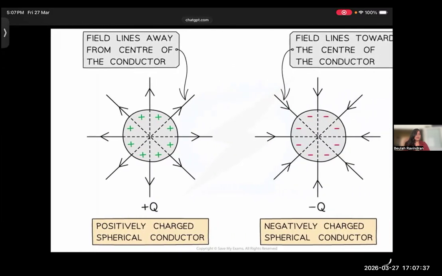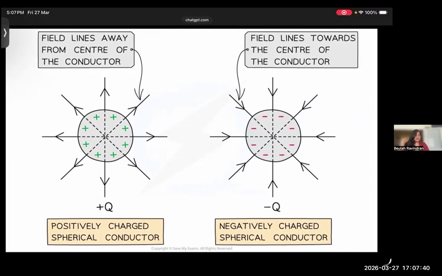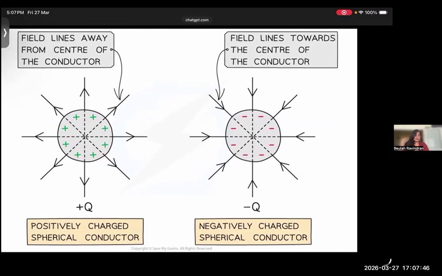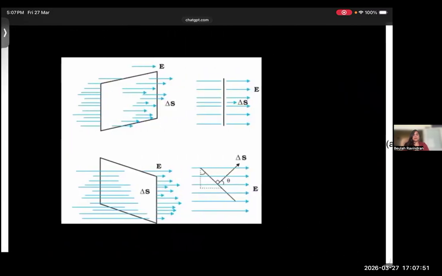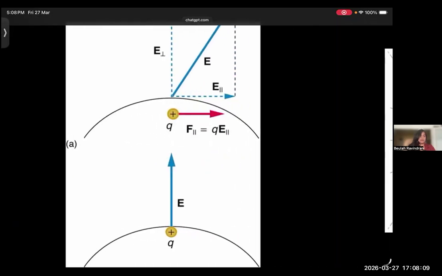Then see, from the center of the conductor, field lines are directed away. So you know all this. If there are negative charges, then the field lines are going inside. This I already taught you. The electric field is always perpendicular to the surface we have constructed. So if there is an equipotential surface, there also the electric field is perpendicular, normal, okay, normal to the surface. See how the electric field is normal to the surface.